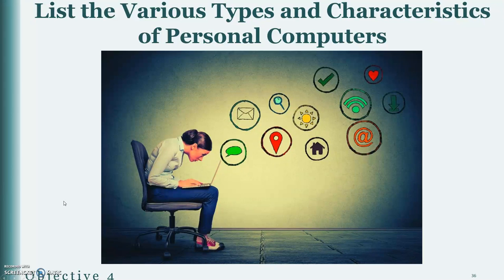All right, so the fourth objective of Chapter 1 is going to list the various types and characteristics of computers along with the advantages and disadvantages of each type. We're also going to look at the features of the two main computing platforms, which include Macs and PCs.